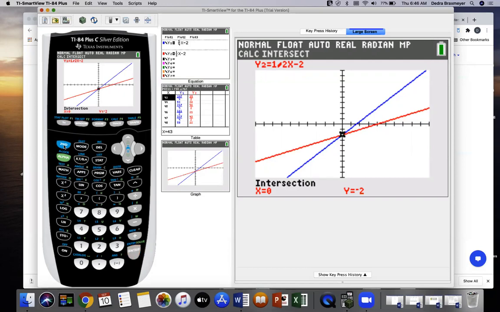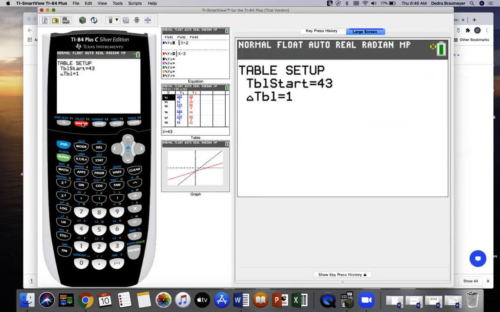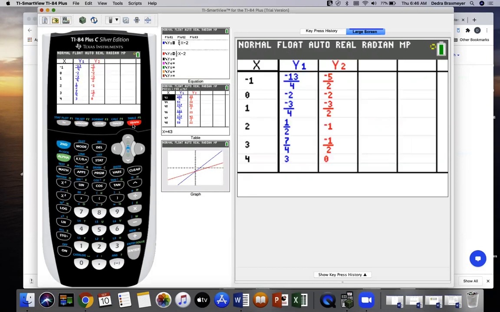You could also check your table and see where the intersection is for both of those. I'm going to start my table from a smaller number. And then if I look through my table, I can see that at 0, -2, they are both the same. You may end up scrolling through your table for quite a while to find this number. And if it doesn't show up on the table, that simply means that the intersection is not at one of the particular x values that I'm choosing to count by right here.